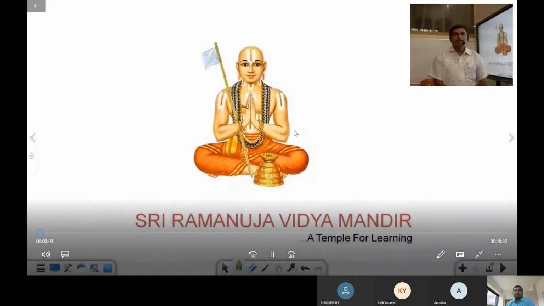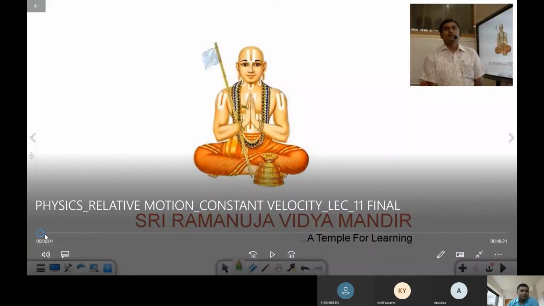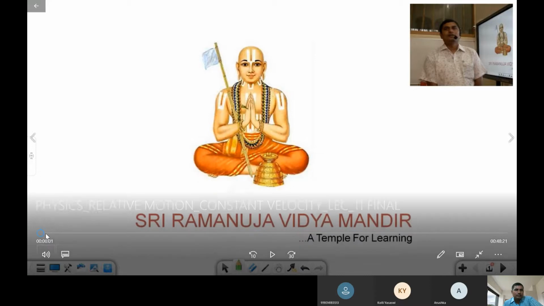Constant velocity. So until now we finished the constant acceleration. Now we are moving to constant velocity, where in these problems they'll give us only velocity values. They won't mention acceleration. So it automatically implies that velocity is constant and acceleration is zero.